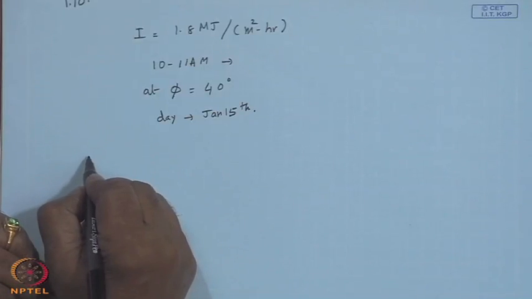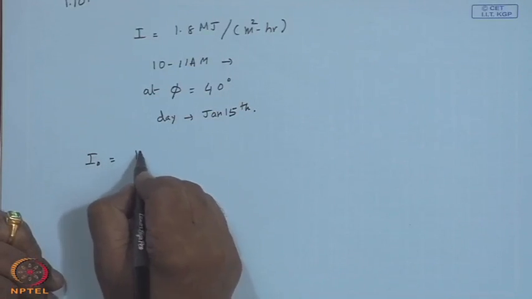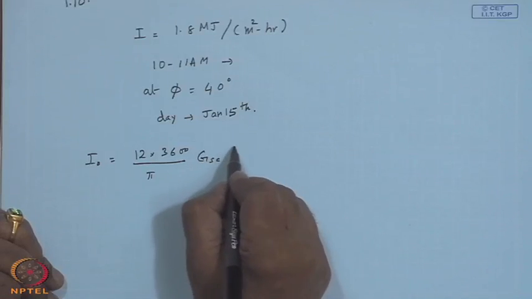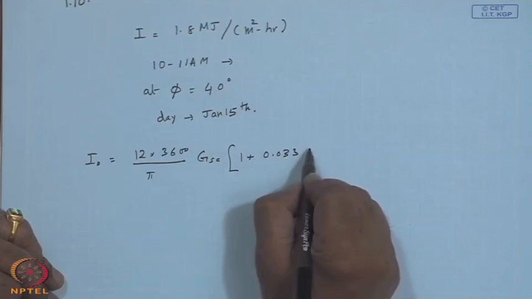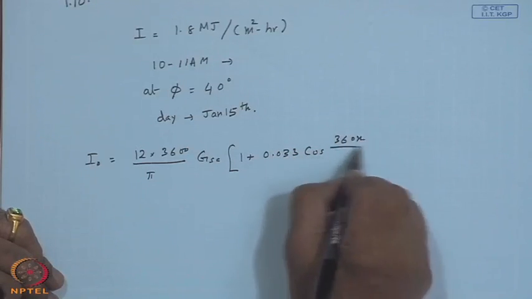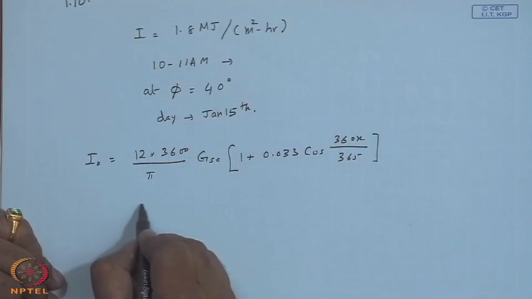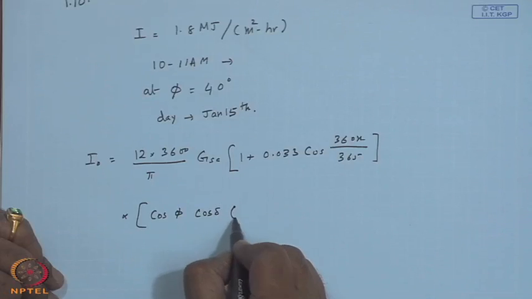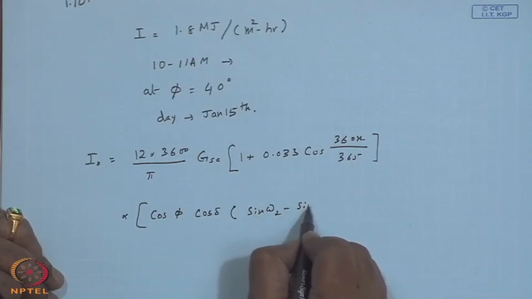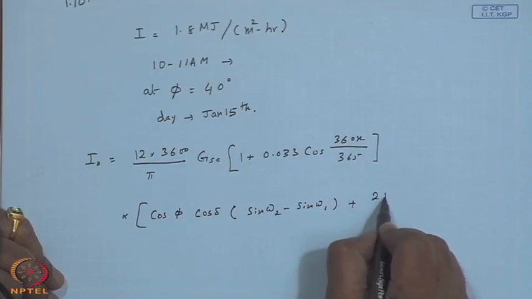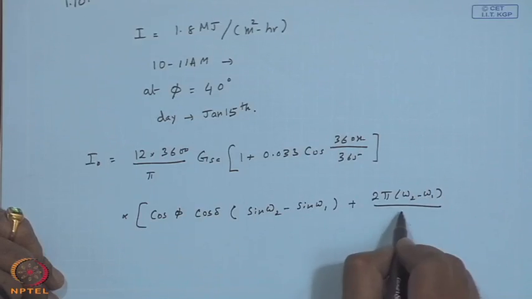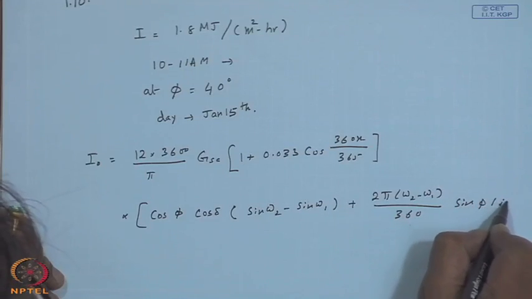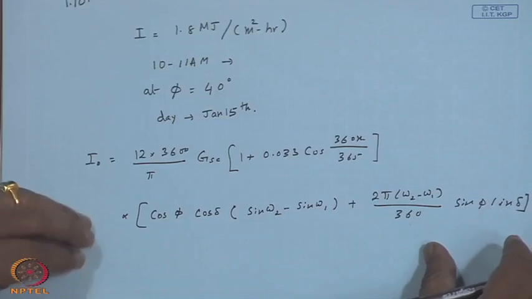So, the formula is, first I should find out I 0, which is equal to 12 into 3600 by pi, G_SC times (1 plus 0.033 cos 360 n by 365) times [cos phi cos delta times (sin omega 2 minus sin omega 1) plus 2 pi (omega 2 minus omega 1) by 360 times sin phi sin delta]. Same formula we have used.